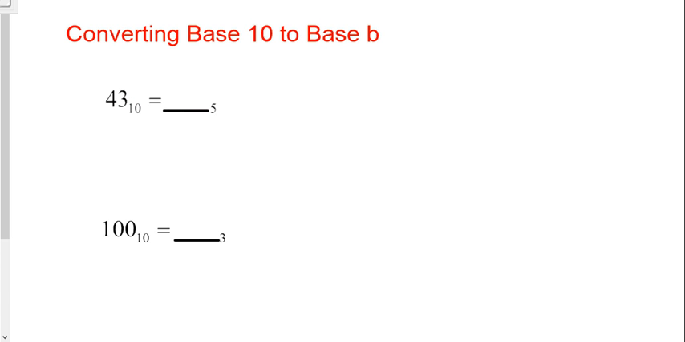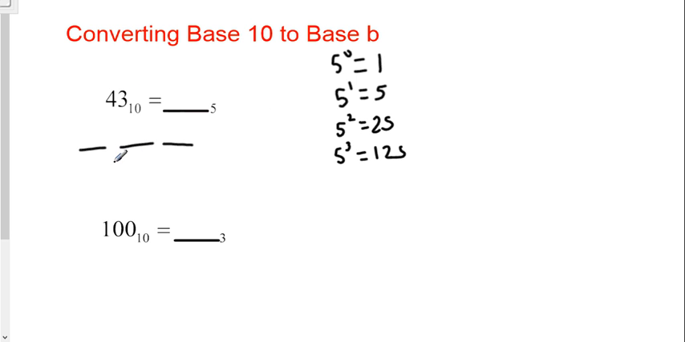Now the key to this type of problem is to know your powers of 5. What you want to do is mentally list all the powers of 5 until you find the biggest power of 5 that I can divide into 43 without going over. So 5 to the 0 is 1, 5 to the 1 is 5, 5 to the 2 is 25, and 5 to the third is going to be too big because it's 125. So what's the biggest power of 5 that I can divide 43 by? Well, 5 squared. So I need a 5 squared place value, a 5 to the first place value, and a 5 to the 0.